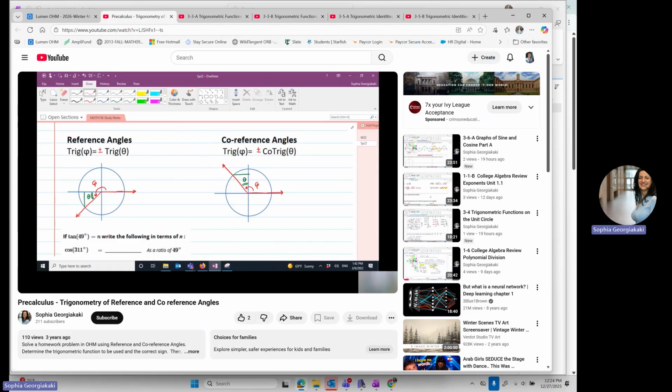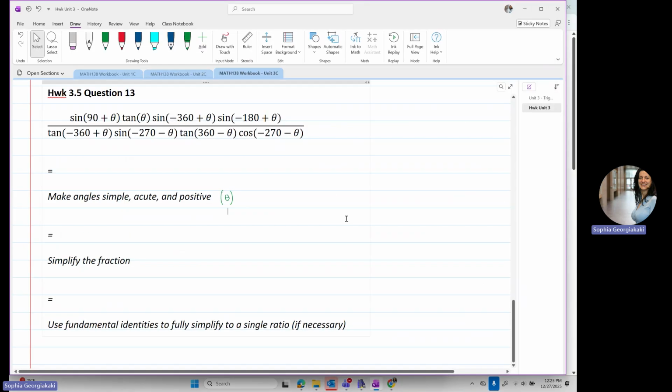and the angle theta being reference or coreference will determine whether you are going to use the same function or the cofunction of theta. If theta is an acute angle, then all its trigonometric functions are positive. So make sure you watch that video first and then watch this video that will walk you through the problem.